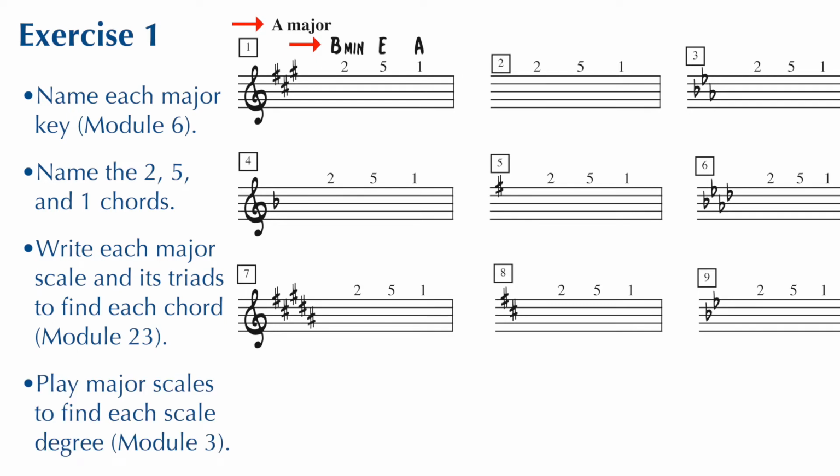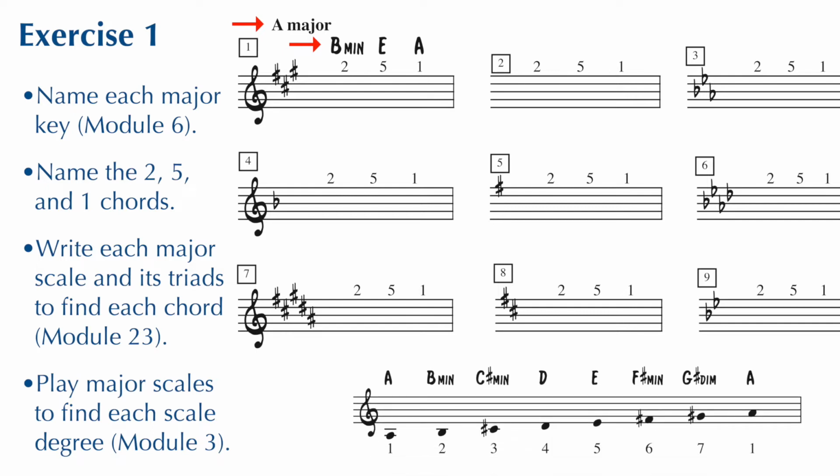If you know your major scales, you can play some major scales to figure out your 2, 5, and 1 chord. For example, number 1, which is already done for us, is in the key of A major. If you know your A major scale, you can just play 1, 2, 3, 4, 5. A, of course, is 1. B is 2. 3, 4, 5. E is 5. And as long as you know that your 1 chord and your 5, or your tonic and dominant, are major, and your 2 chord is minor, you're good to go.